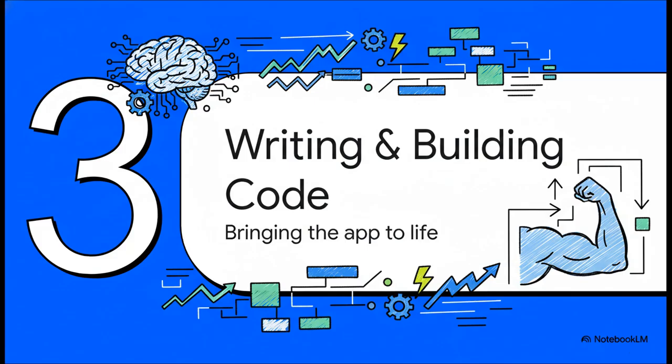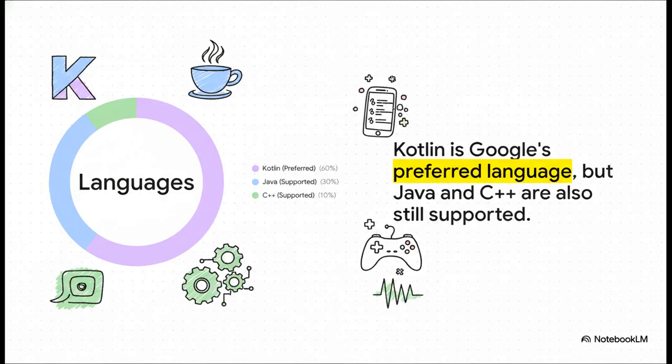Now it's time to add the brains and the muscle. This is the part where that visual design gets turned into a living, breathing application. And developers get a choice of languages here. The original language, Java, is still totally supported. But Kotlin is now Google's go-to choice because it has more modern features and it's a bit safer to write. And for those really heavy-duty tasks, like in a high-performance game, they could even drop down to C++ to squeeze out every last bit of performance.